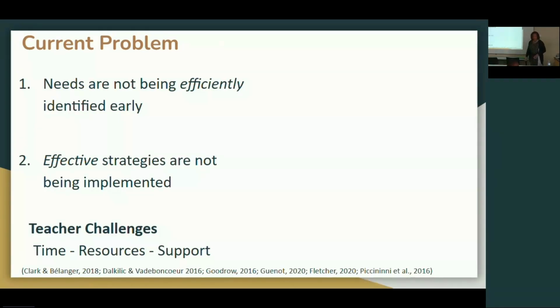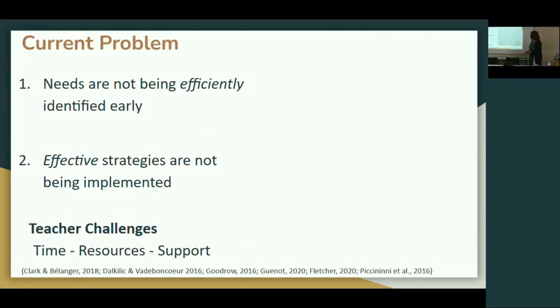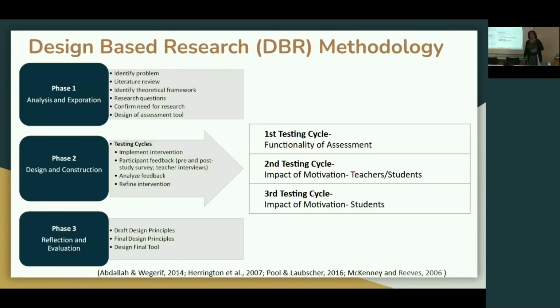And so what I wanted to do is develop an online student-directed holistic assessment tool that would help teachers save time in identifying and effectively supporting the diverse needs of all students in inclusive classroom settings and develop motivated, self-regulated learners. So I did this with a design-based research methodology, or DBR for short. And this design-based research really links theory to practice. And there are many different ways of doing design-based research.